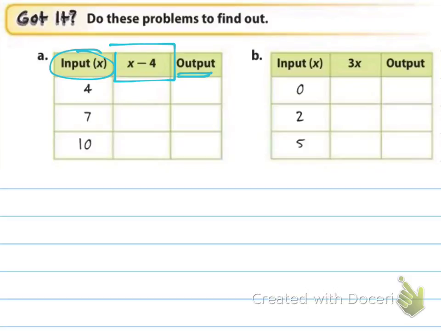And we're going to do the same thing for b, where it's 3 times x. Go ahead and do those, and I'll come back with the answers. Pause now.